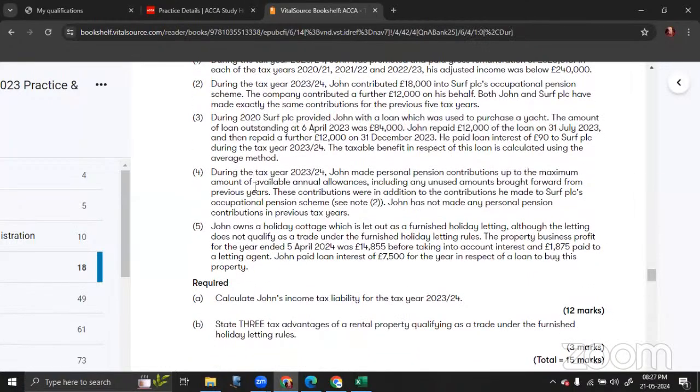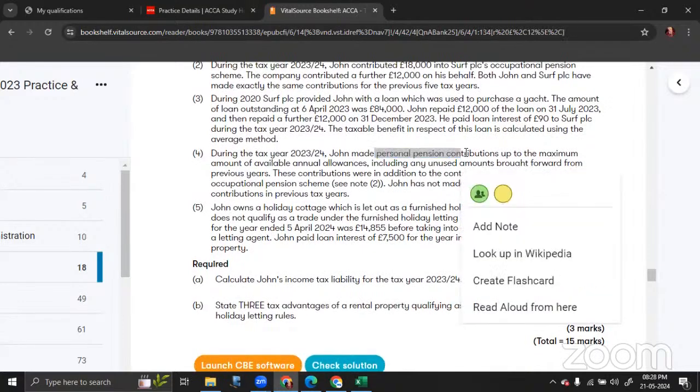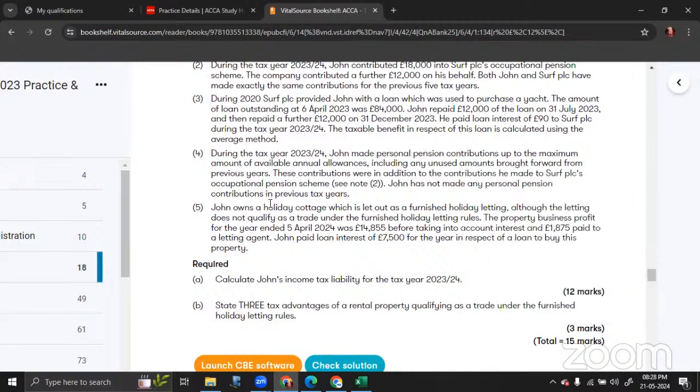During the tax year 23-24, John made a personal pension contribution up to the maximum amount of annual allowance. They did not give you the amount of personal pension contribution, but they told you it is the remaining limit of your annual allowance. So first we need to find out the remaining limit of your annual allowance for the current tax year. Only once you get your personal pension contribution can you take it further for your income tax liability, because there is band extension. John owns a holiday cottage which is let out as FHL, although the letting does not qualify under FHL rules.